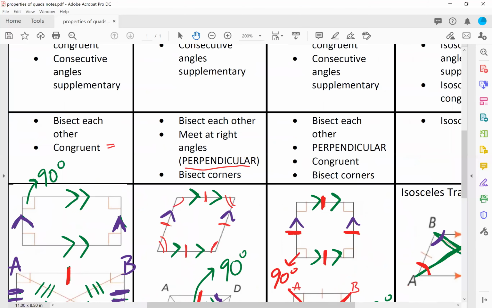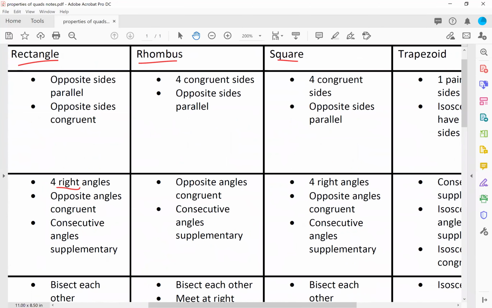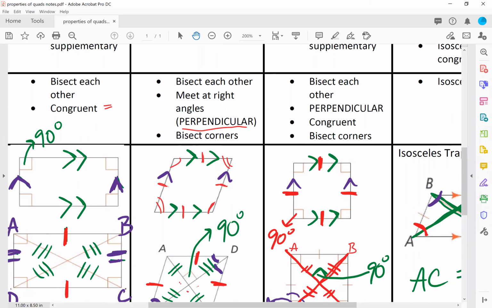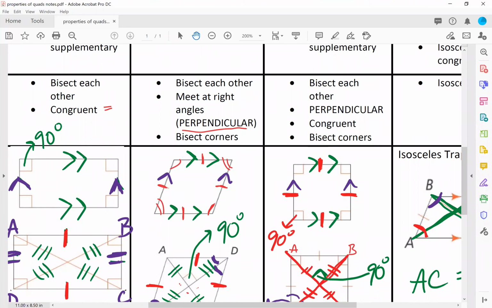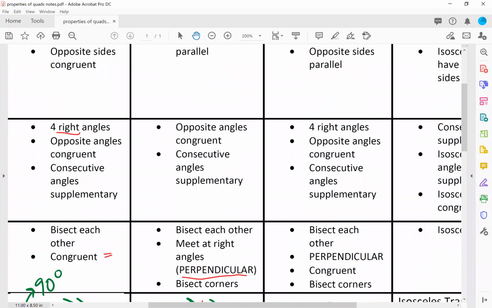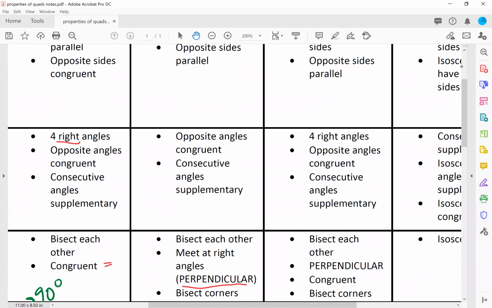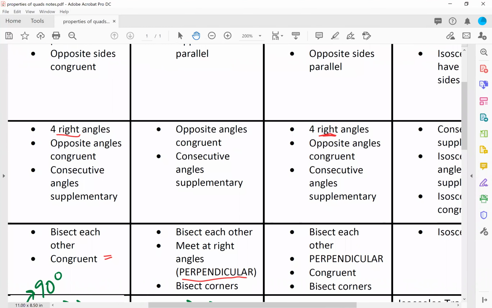Okay, now a square. A square is kind of like a rhombus and a rectangle combined. It's got properties of both. So it's got 4 congruent sides and opposite sides parallel. So again, look, top and bottom are parallel, left and right are parallel, but again, all 4 of the sides are equal. Okay, now with angles, it's got 4 right angles, just like a rectangle.